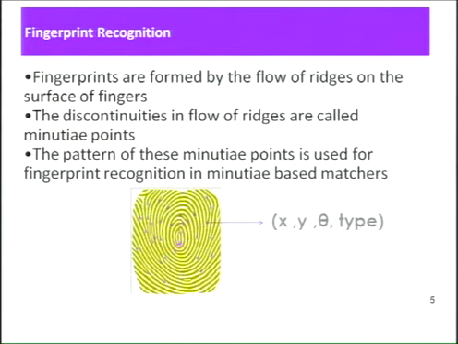Minutiae points are broadly categorized into 2 types. It can either be an ending, where a ridge line just comes to an end, or a bifurcation, where a single ridge line will split into 2 ridge lines. So these are just some basics of fingerprint recognition and how algorithms go about doing fingerprint recognition.